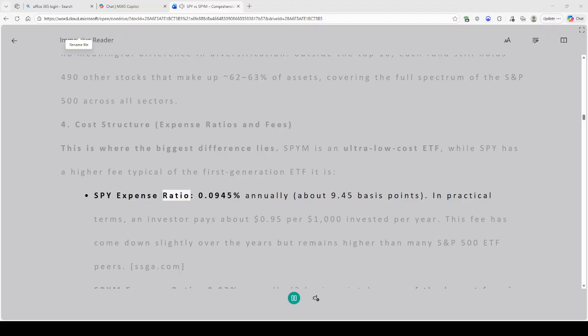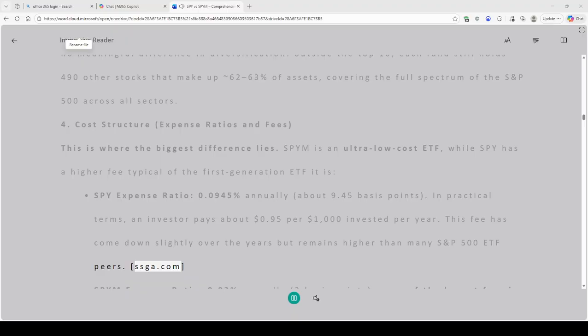SPY expense ratio, 0.0945% annually, about 9.45 basis points. In practical terms, an investor pays about 95 cents per $1,000 invested per year. This fee has come down slightly over the years but remains higher than many S&P 500 ETF peers.